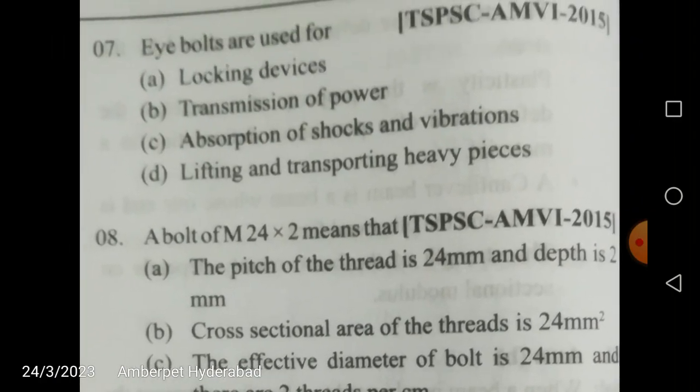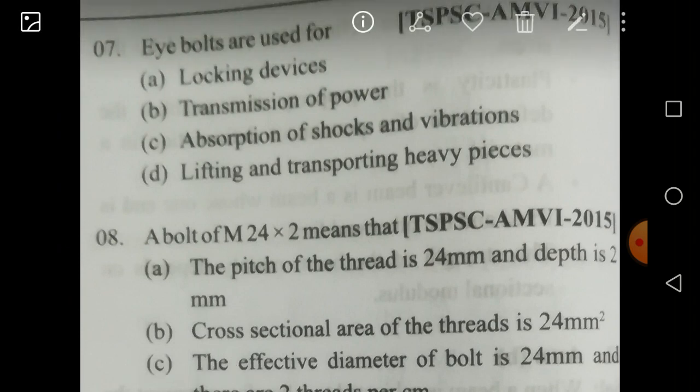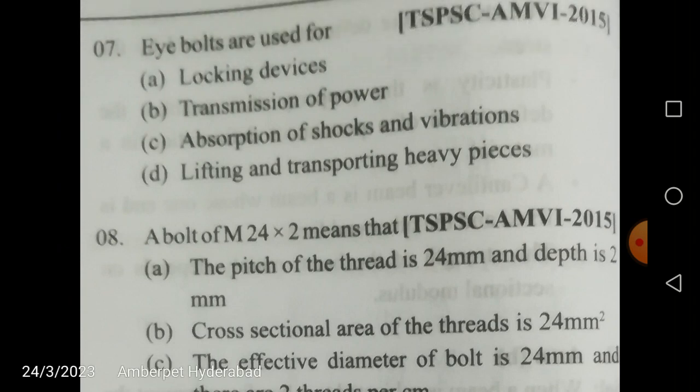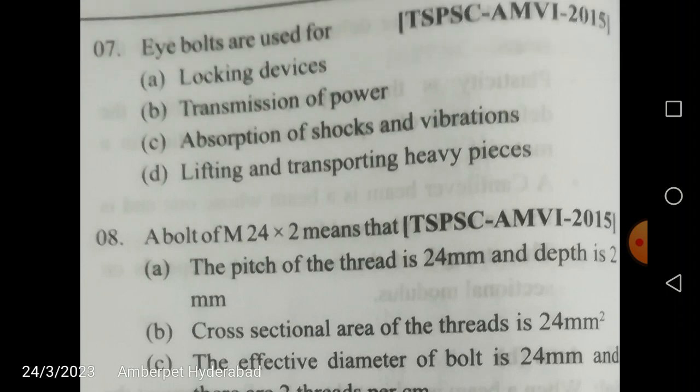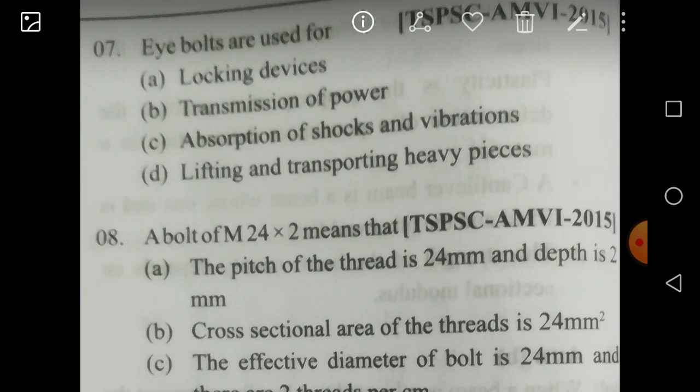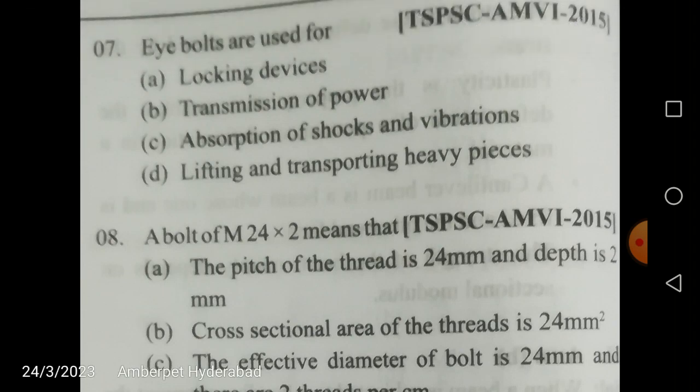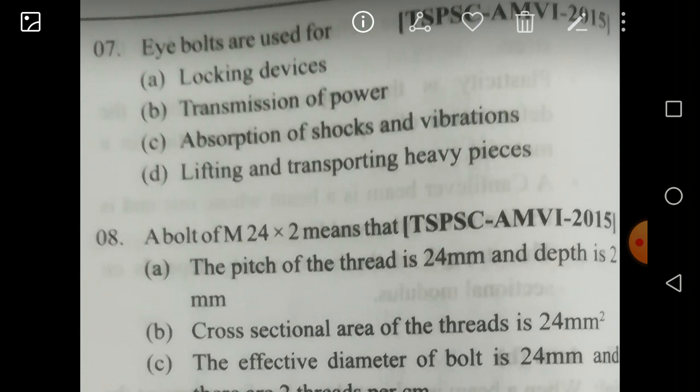Next, eye bolts. What are eye bolts used for? Is it a locking device, or transmission of power, or absorption of shocks and vibrations, or lifting and transporting heavy pieces? So what is the correct answer? Actually, this is lifting and transporting heavy pieces.